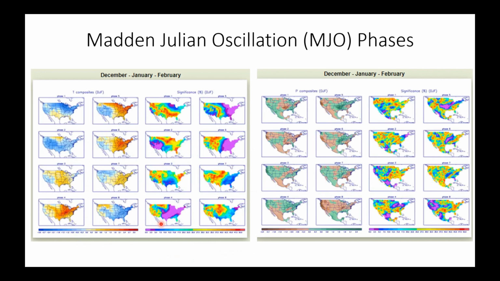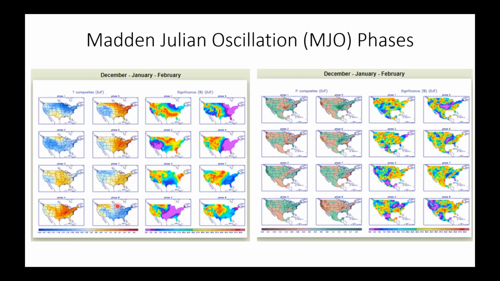Now, let's look at some of the MJO phases here. I will briefly show you. I'm focused on December, January, and February, the winter season. Over here on the left is temperature composites. Over here on the right is the precipitation composites for December, January, and February. I'm just going to pay attention to the left side, the temperature anomaly plot. I'm really interested in which MJO phases give me colder than normal conditions, and which composites or phases of MJO give me warmer than normal conditions. So blue represents below normal temps, orange represents above normal temps.